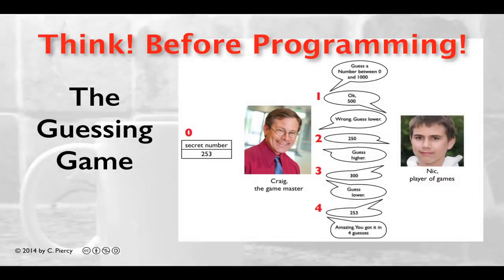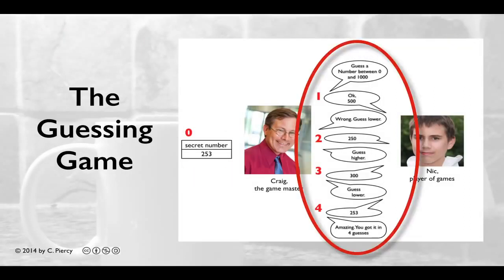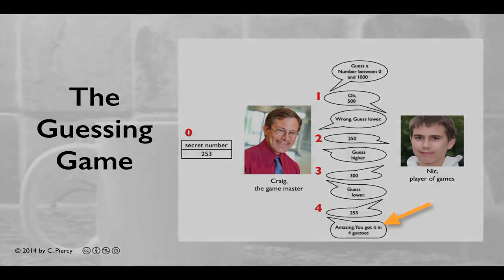In the spirit of thinking before programming, let's review the game. First, the game master will decide on a secret number. The player of games will then try to guess that number in a series of guesses. For each guess, the game master will respond with whether or not the guess is correct. If it is incorrect, the game master will respond whether the guess is lower or higher. Eventually, the guess will be correct, and the game master will respond, providing statistics about how the game went.